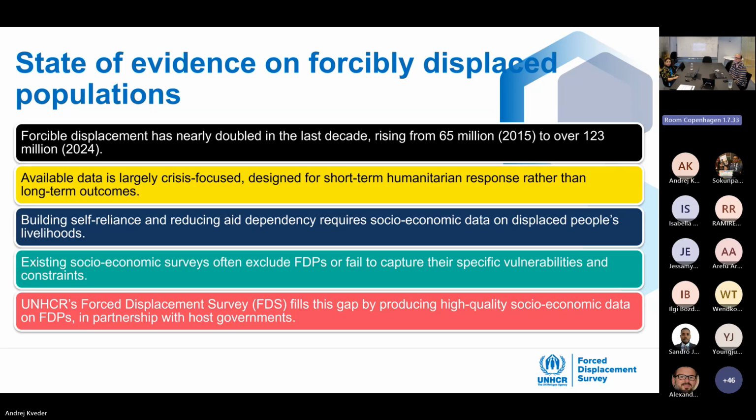So there was a desperate, and still is a desperate, need to have more rigorous household-level data focused on various socioeconomic indicators, trying to depict the living conditions of forcibly displaced populations, as well as the host communities potentially affected by their presence, and for this data to be available for programming and to inform interventions. And the FDS, the Forced Displacement Survey, is trying to fill this gap in the evidence base.